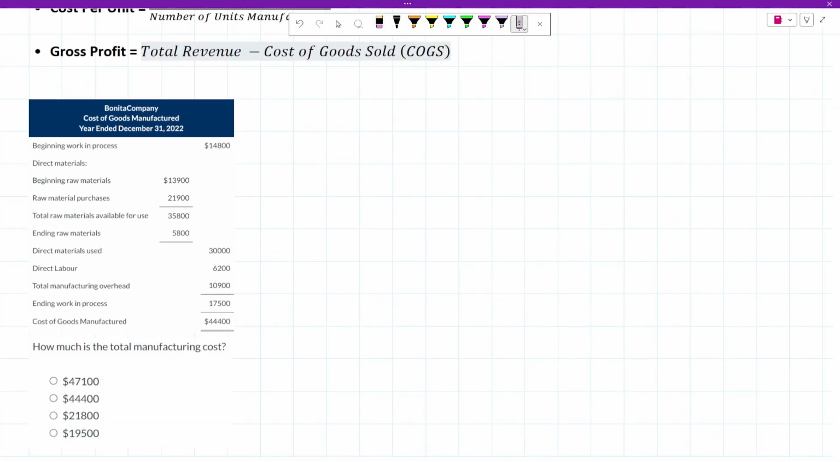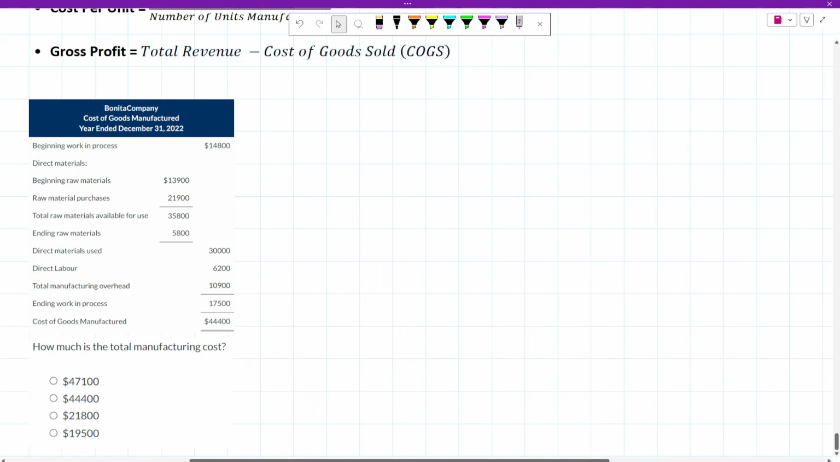So here, our first example is the Bonita company. We want to figure out how much is the total manufacturing cost. So we're given everything: our direct materials, direct labor, total manufacturing overhead, ending work in process, cost of goods manufactured.